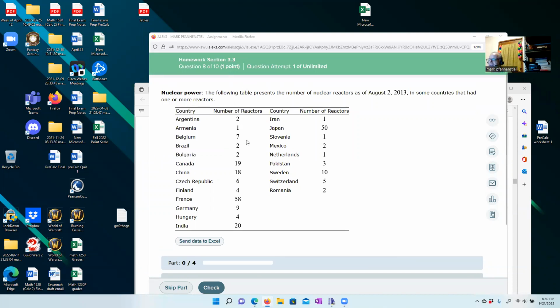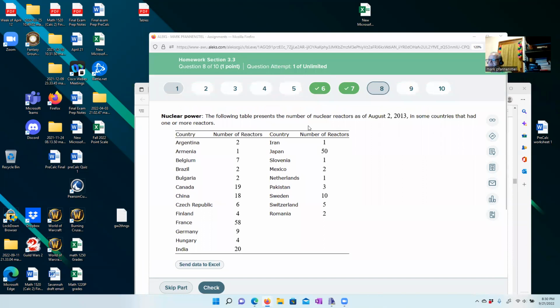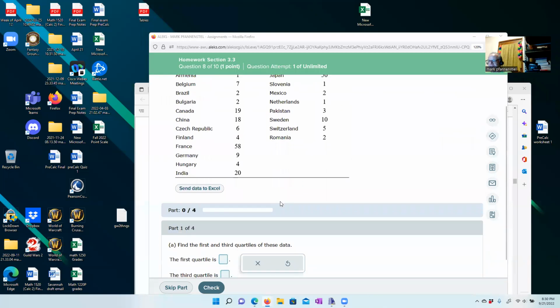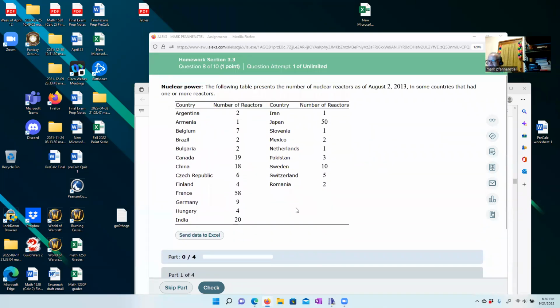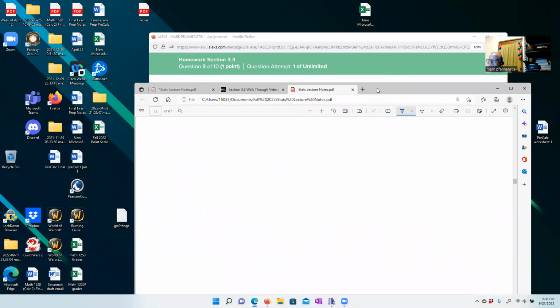They give us the number of nuclear reactors, for countries that had at least one or more reactors. Okay, at least one reactor. And then they give us a bunch of numbers, and they say we'd like you to do some quartiles and figure some stuff out. Well, on this problem, this is kind of a pain because the first thing we've got to do is put all these numbers in order. And when I say all of them, I mean all of these numbers in order.